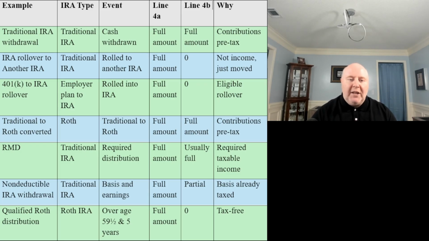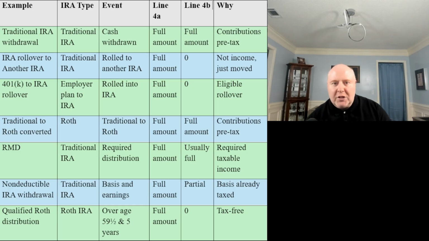Now, if we go down, we see IRA rollover to another IRA. Well, we're rolling it over, so it's an IRA to another IRA. We're not really taking out withdrawals. We still have to report it for tracking purposes. We still report it under 4A, but it's not going to impact us for tax because under line 4B, we're not going to include it. It's going to be a 0 there. Then if we go to the 401k to IRA rollover, same thing. Full amount is going to be included in 4A, but in 4B, we're still going to be at 0, nothing to worry about.